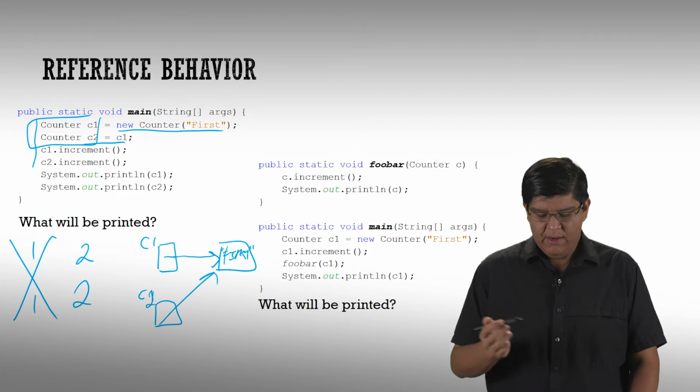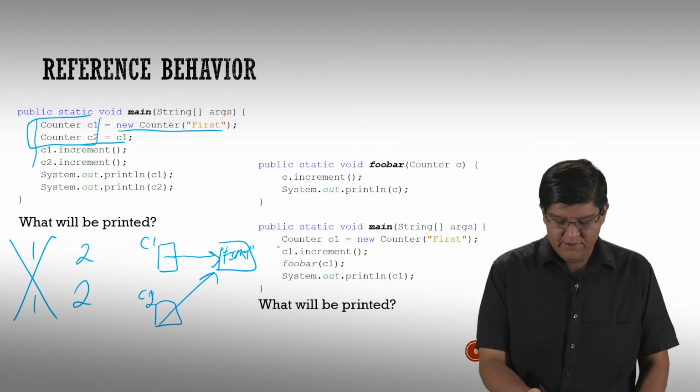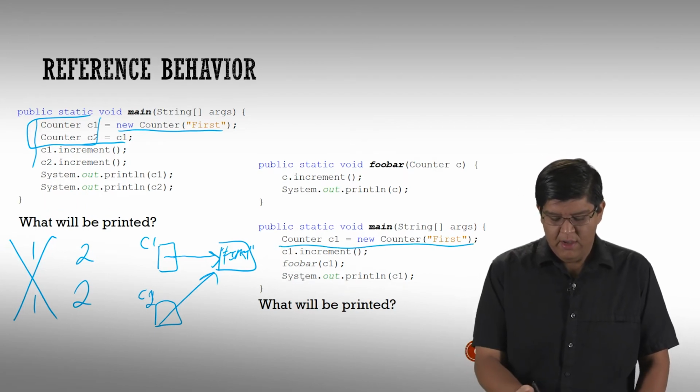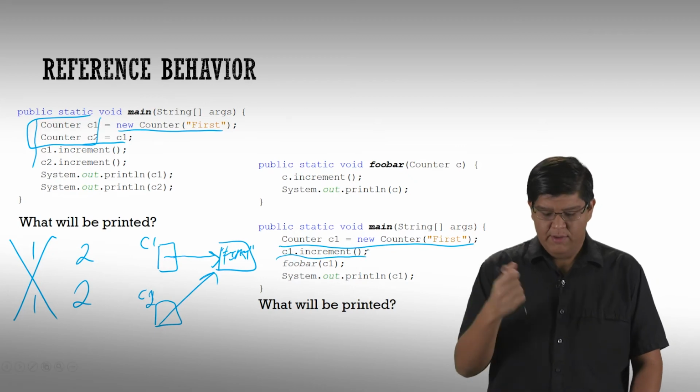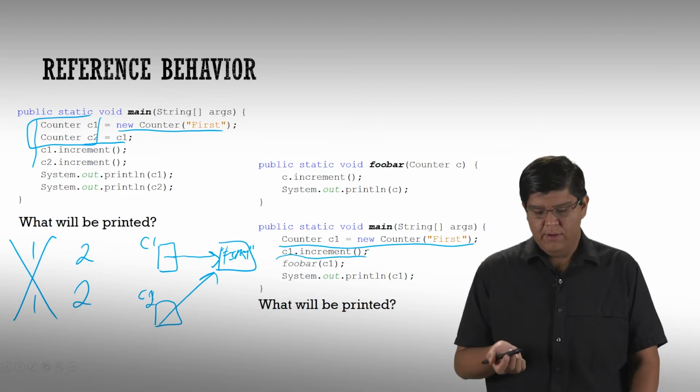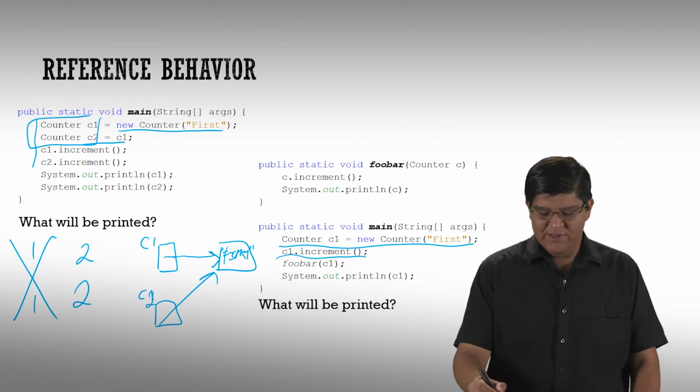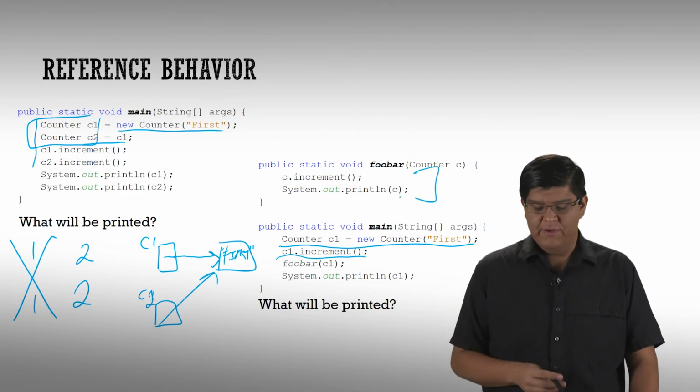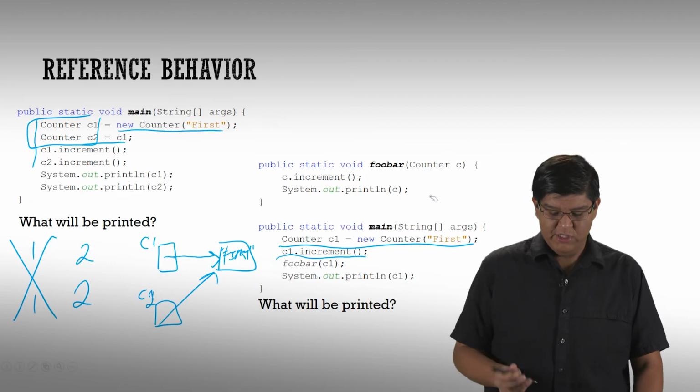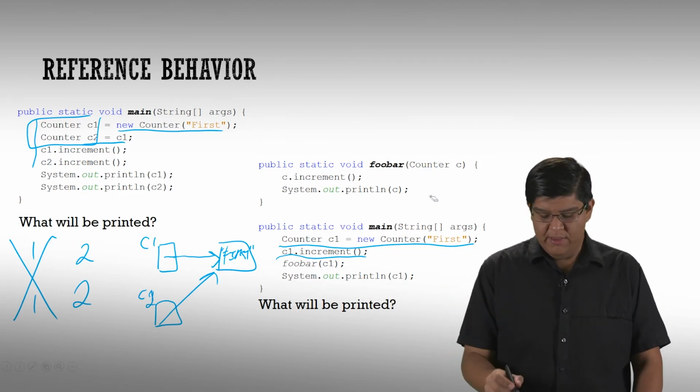So I have my main. In my main, I basically create a counter. This is the same as the previous one. And then I go C1.increment, so click it once. Then I call foobar on C1. Okay, so in foobar, all of a sudden C1 goes away. C1 does not exist in that name over here. It's a little bit different because I'm doing a function call. So I go to foobar, and at the end I print it out.